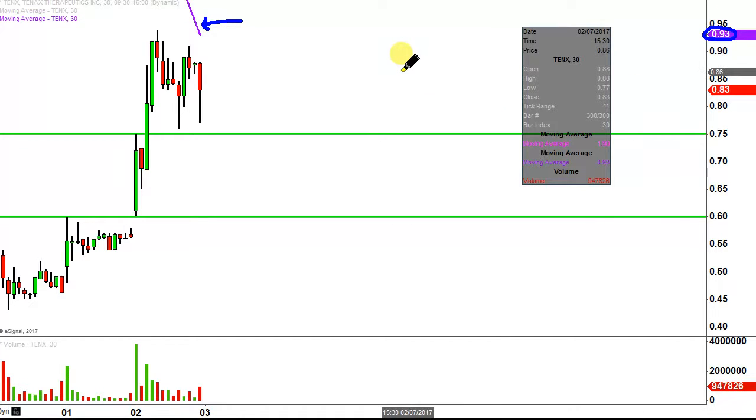But no doubt about it, a very nice second day of the bounce. So we'll see if the bulls can build upon it. And as long as I keep on putting in these higher lows, that's the name of the game.